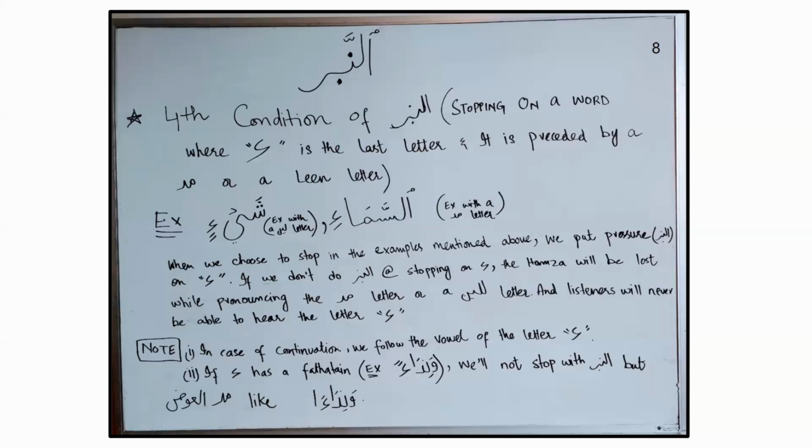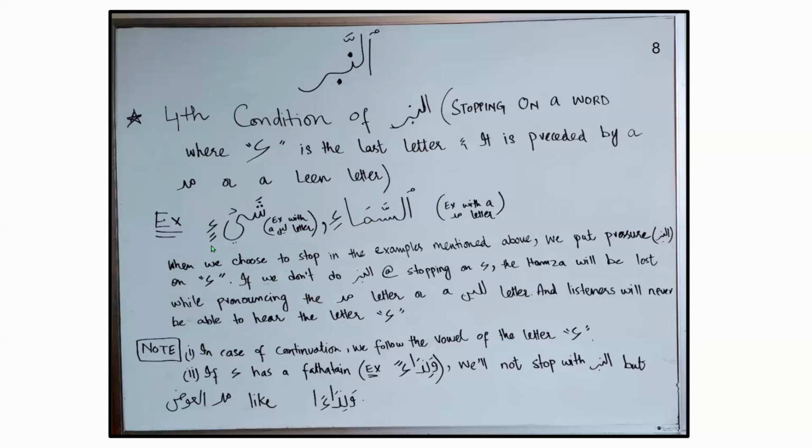As-sama, as if there is no Hamza at the end. And this is what we have to avoid. To avoid this, we will do Nabr upon stopping at letter Hamza, which is coming after the mad letter or a lean letter. But one thing to remember is that we follow the vowel upon continuation. At that time, we will not do Nabr.